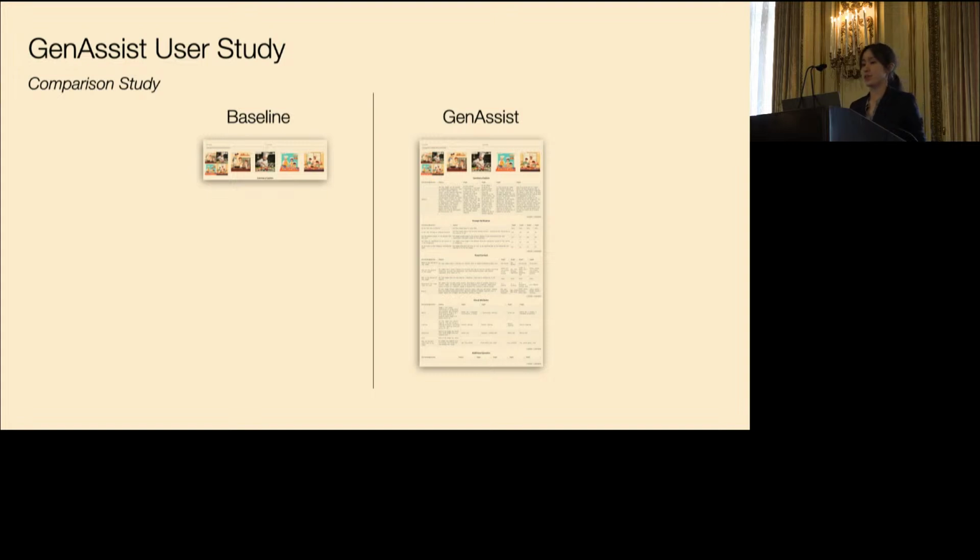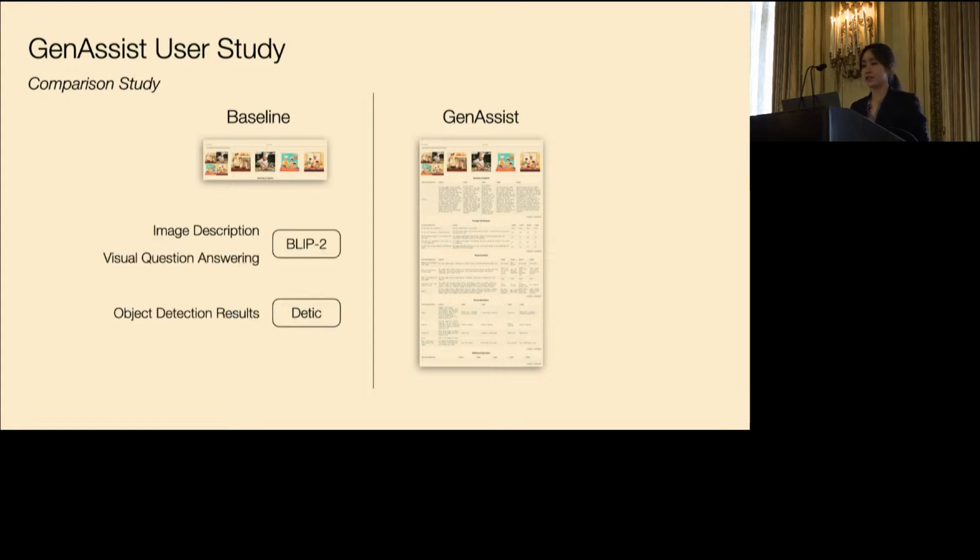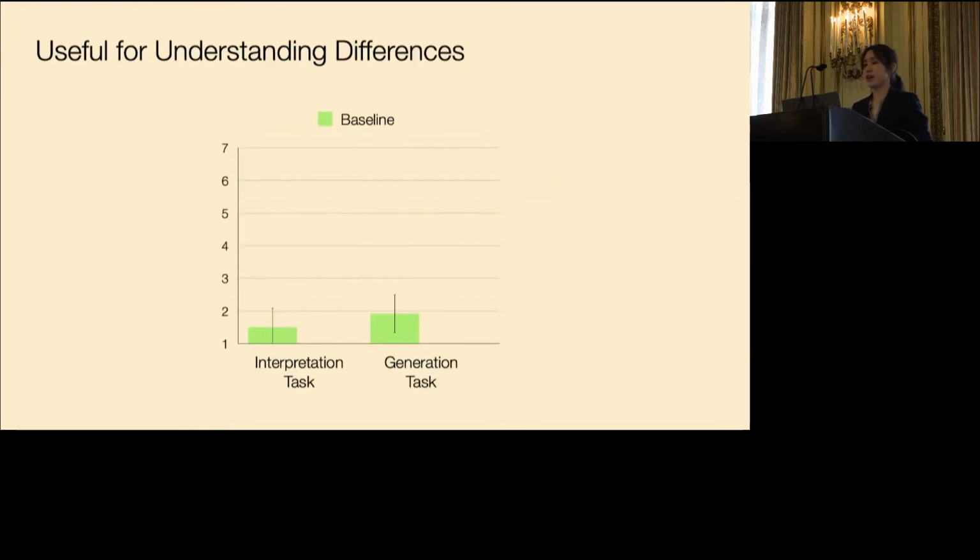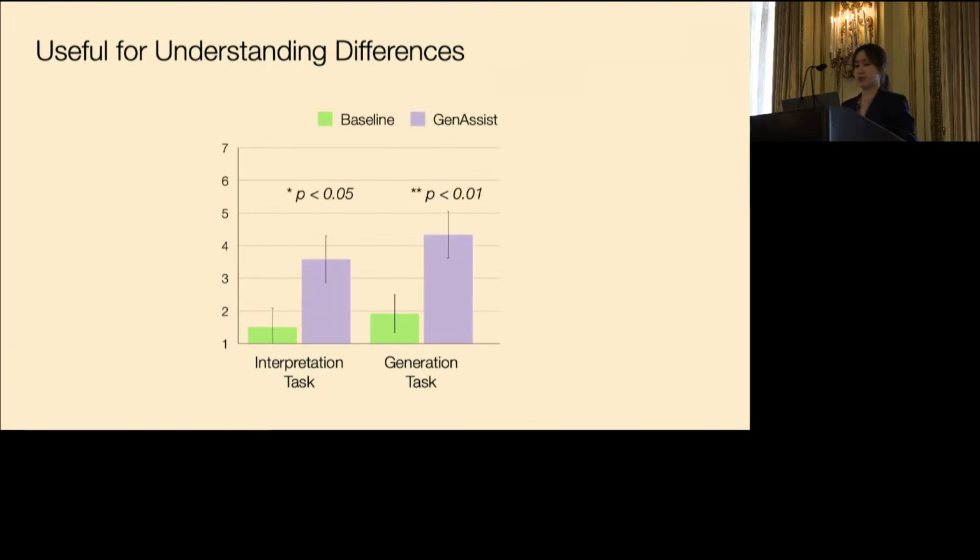And for the user study, we chose a baseline that mimics commonly used captioning tools available in commercial devices. This included default image description, object detection results, and an interactive visual question answering. Compared to baseline, participants rated GenAssist to be more useful for understanding the differences between images.